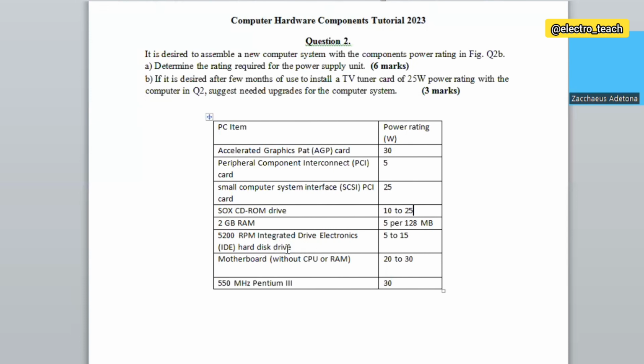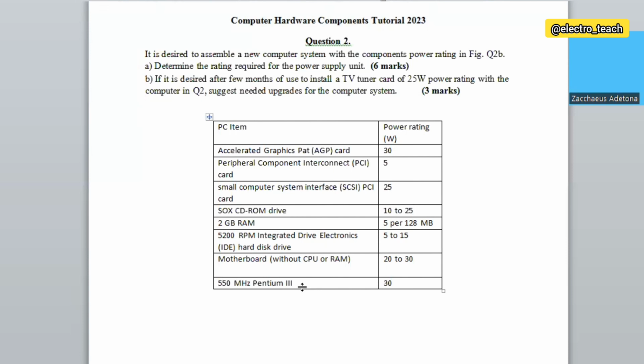So add it to drive, 5 to 15, so we can choose 15 watts. That's the maximum. Then we have the motherboard without the CPU or the RAM, 20 to 30 watts. So we're going to choose 30 watts for that. You choose the highest available power rating for your calculation.